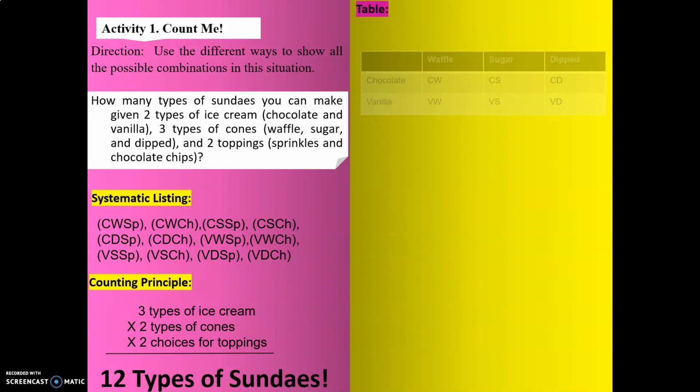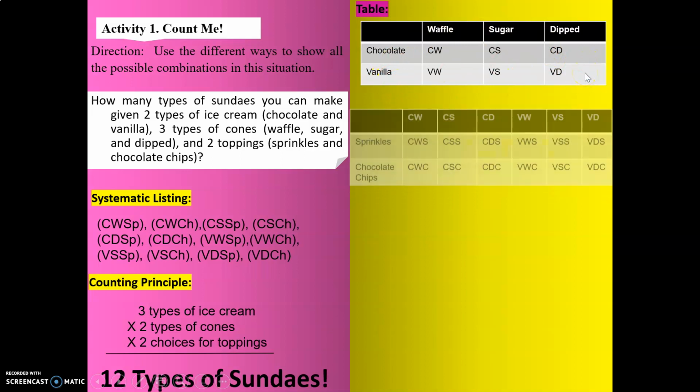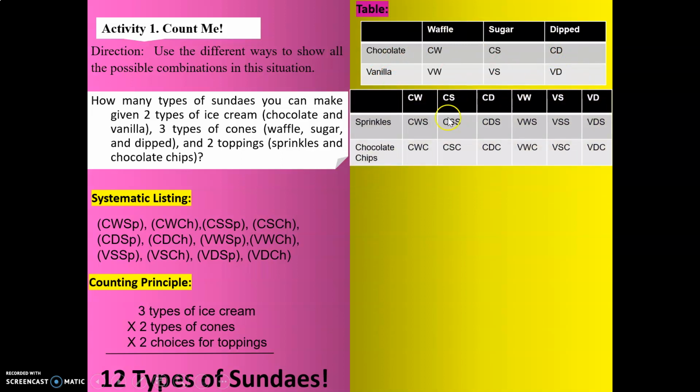Let's make use of a table. Let's represent the first row as the type of cone and the first column as the types of ice cream. You can choose to have chocolate ice cream paired with waffle cone, chocolate with sugar cone, chocolate with dipped cone, and so on and so forth. After this, you can now choose which toppings to use. You can choose between sprinkles or chocolate chip. And here are the total possible types.